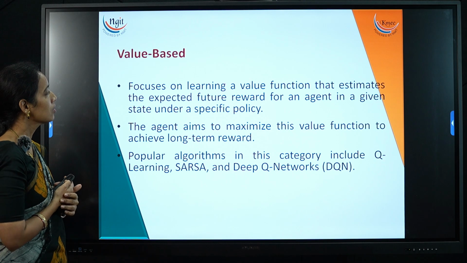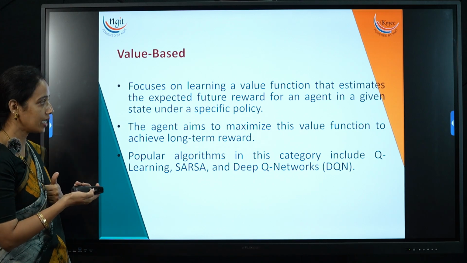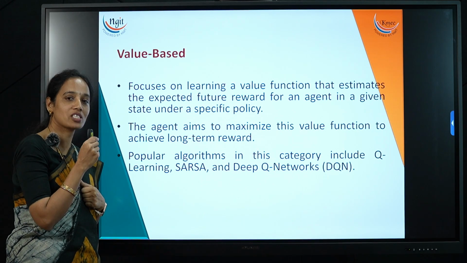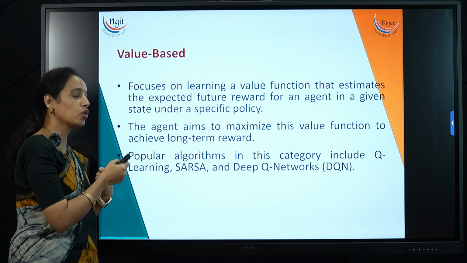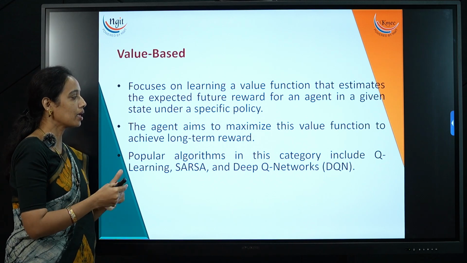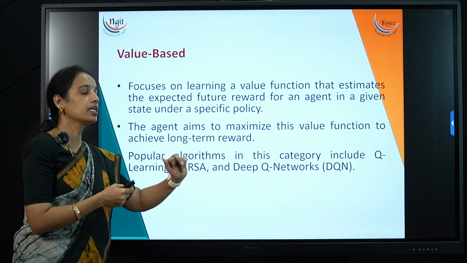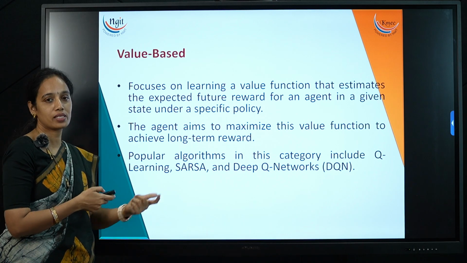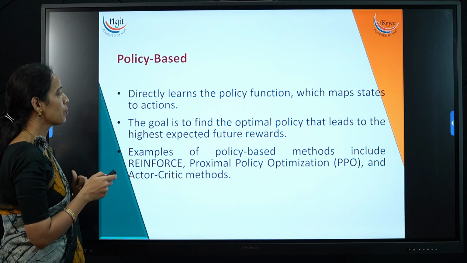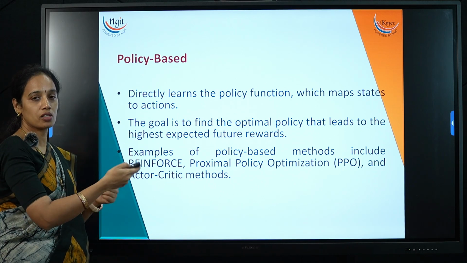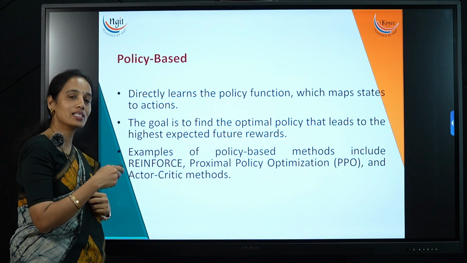Value-based focuses on learning a value function that estimates the expected future reward for an agent in a given state under a specific policy. The agent aims to maximize its value function to achieve long-term goals. The popular algorithms here are Q-learning, SARSA (state, action, reward, state, action), and deep Q networks. These three come under the value-based approach. Policy-based directly learns a policy function which maps the given state to the action an agent is going to take. The goal here is to find the optimal policy that leads to the highest expected future reward.